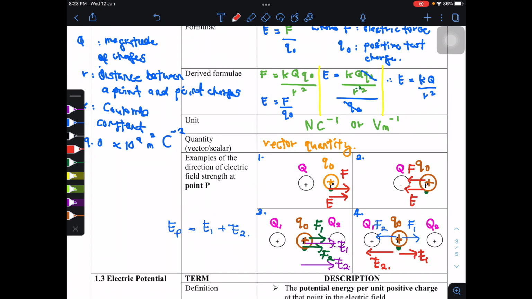So if you want to find the magnitude of E1 and E2, you can apply the equation E equals kQ over r squared. You need to do separate calculations. This means that at point P here, we have two electric field strengths, and you need to come up with the net or total electric field strength. Again, to find the total, resultant or net electric field strength at point P, we just apply the equation E1 plus E2.